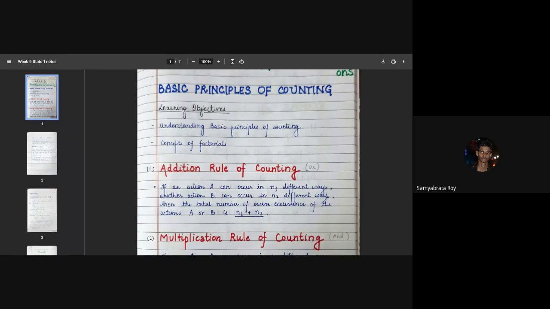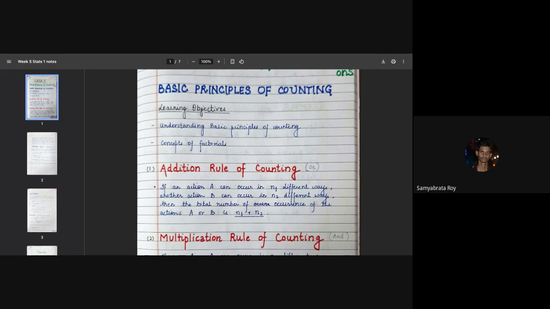Okay, so basically, suppose there's an event A, which could be executed in n different ways, and there's another event B, which also could be executed in m different ways. So what is the possibility that A or B is being executed, either of them being executed?